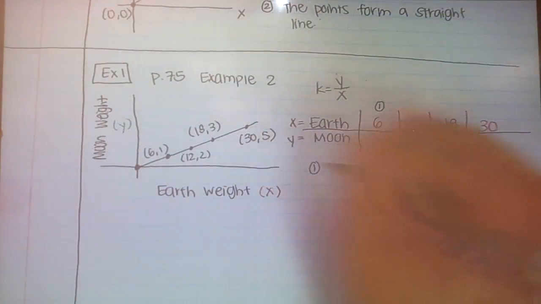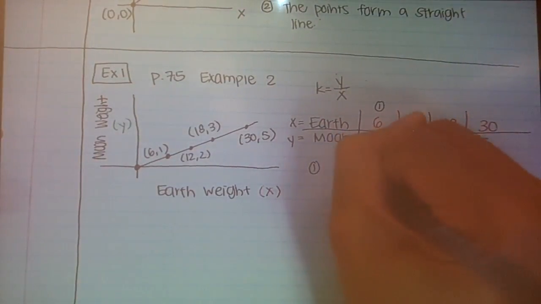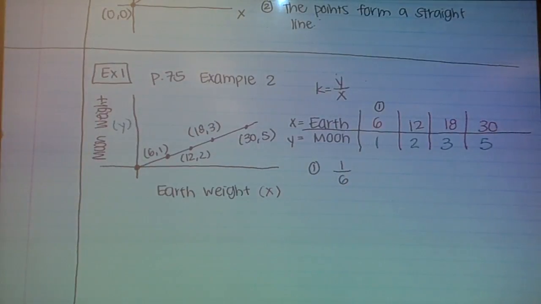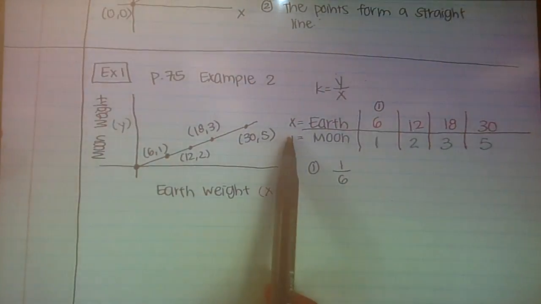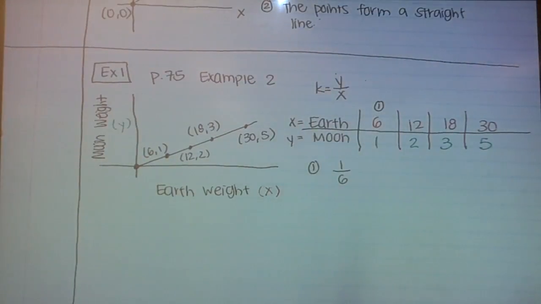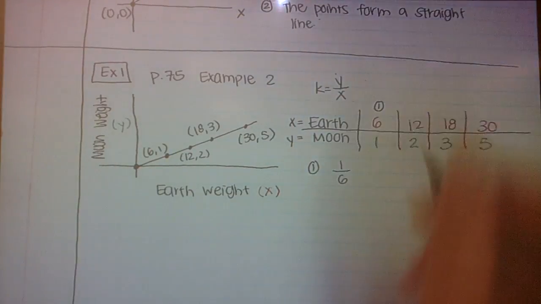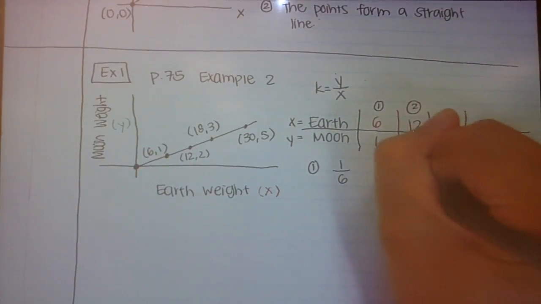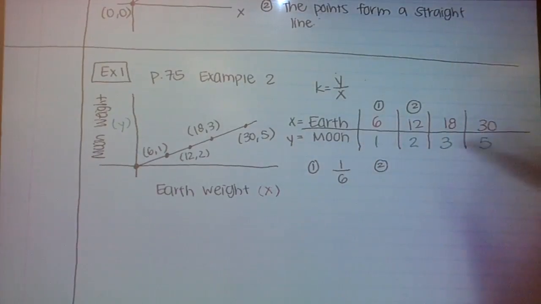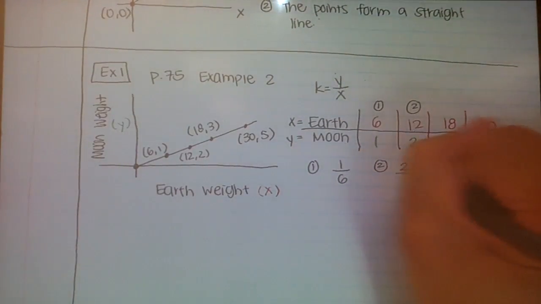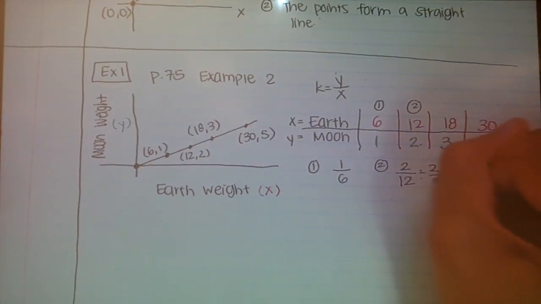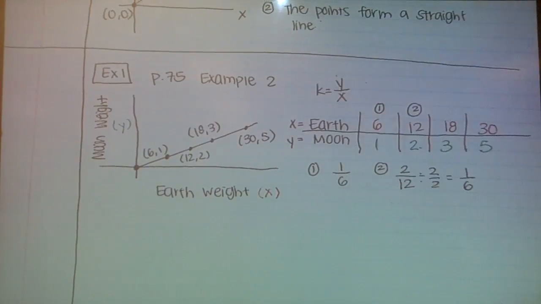So my first ratio is y is the moon, so 1 over 6. Be careful, it's not 6 over 1. It's y first and then x on the denominator. So I can't simplify that anymore. Let's try the second one. 12 over 2. But we want y on the numerator, so it's 2 over 12, and we can divide by 2 over 2, gives us 1/6.